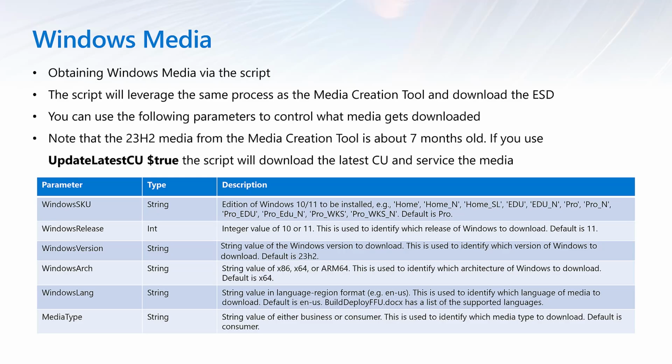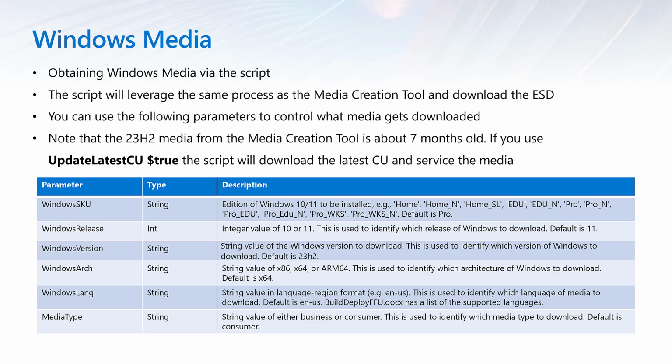It only supports those three values. And this is used to identify which architecture of Windows to download. The default is x64. We've just recently added ARM64 support, so we can download ARM64 media as well. When you do download ARM64 media, you need to actually be building everything from an ARM64 based machine. So if you're using a Copilot PC that has an ARM64 processor, you can build a FFU for ARM64. If you're trying to do this from an x64 machine and trying to build ARM64 media, you can't do that. It won't work because we have to match the architecture of what's on the host machine.